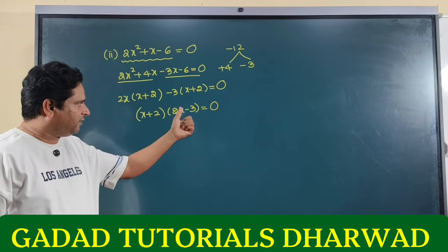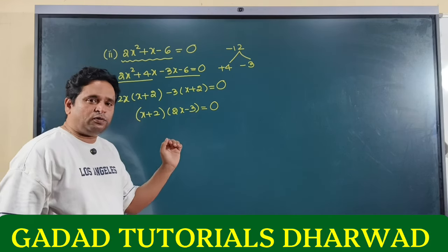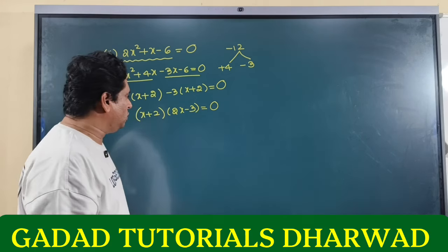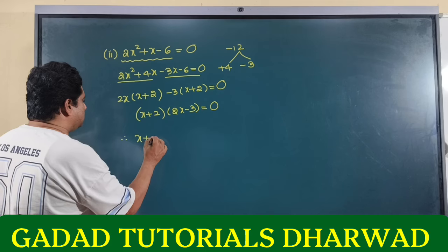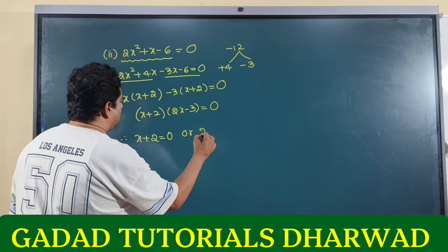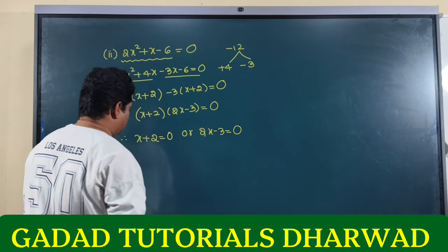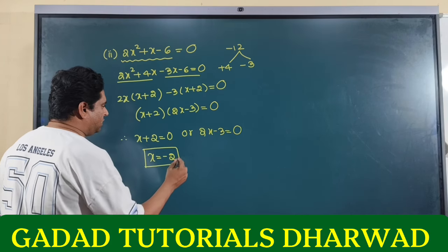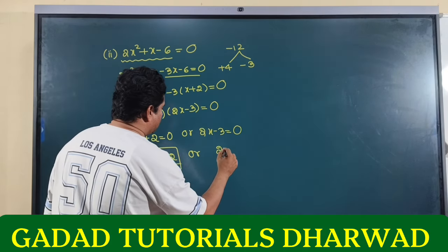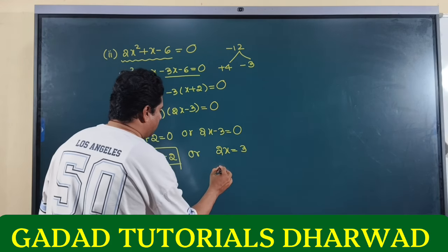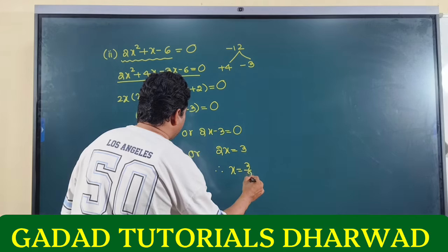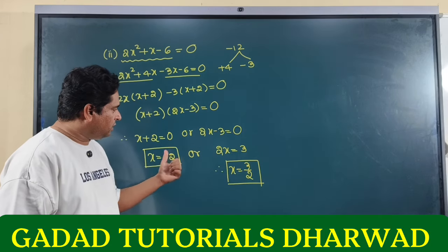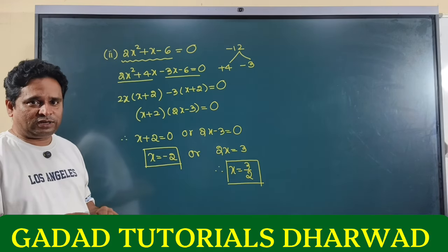One factor is x + 2, another factor is 2x - 3. We got the two factors. We need to find the roots of the quadratic equation. For that you have to apply the zero product rule. Therefore, x + 2 = 0 or 2x - 3 = 0. Plus 2 you take that side, x = -2. Or -3 if you take to RHS it becomes +3, so 2x = 3. Therefore, x = 3/2. x = -2, x = 3/2. These are the two roots of the quadratic equation.